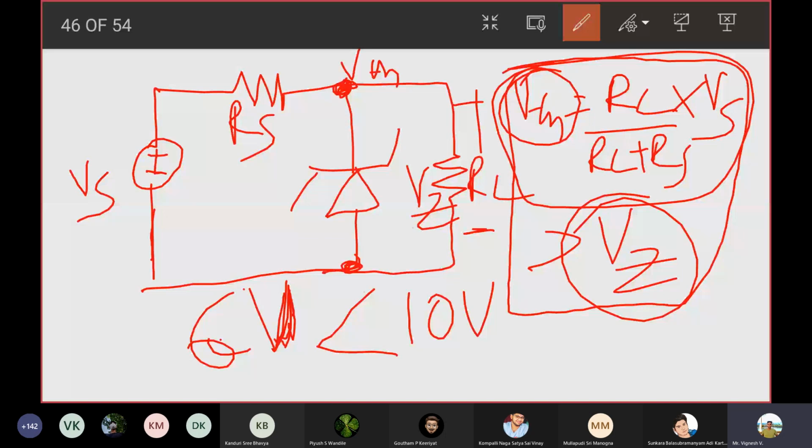Let us solve that in a problem and check. I hope you understood what I just told now. Is this clear? So VTH should be greater than Vz for the Zener to act as a voltage regulator, right? Obviously, yes. Okay, sir.